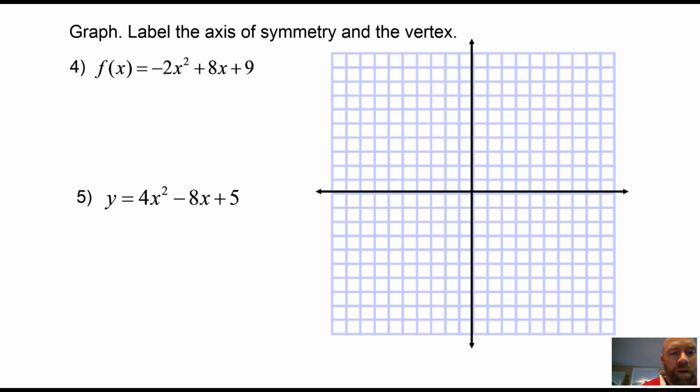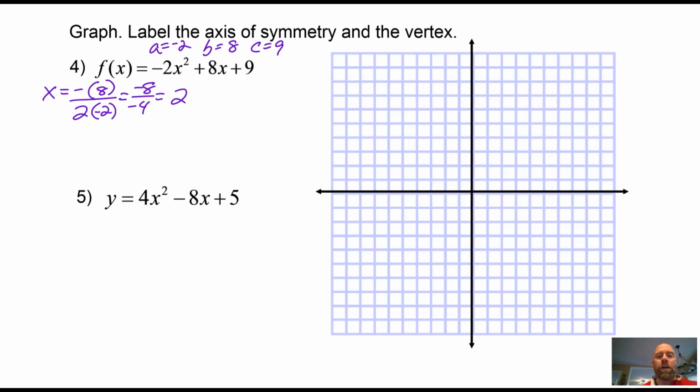All right, so on number 4, A would be equal to negative 2, B would be equal to 8, and C would be equal to 9. Okay, so I'm going to find my axis of symmetry. Axis of symmetry is located at x is equal to negative b, so negative 8 over 2a, which is negative 2, or a negative 8 over a negative 4, which is actually a negative divided by a negative, so it's positive. 8 divided by 4 is 2. Okay, so my axis of symmetry for this parabola is at 2.